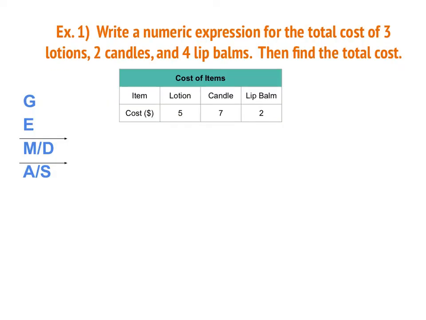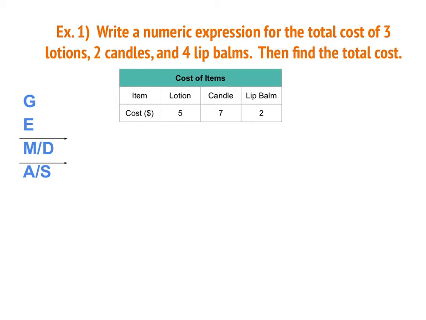So for our first example, we want to write a numeric expression for the total cost of 3 lotions, 2 candles, and 4 lip balms. And then we want to find the total cost. So here we are, we have this table. We know that the cost of lotion is $5, the cost of a candle is $7, and the cost of lip balm is $2. So what we need to do is use variables to help us write our expression. So I'm going to set each variable up.